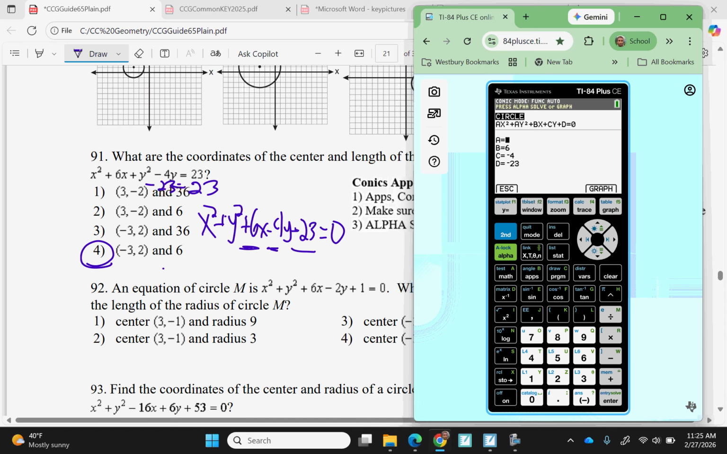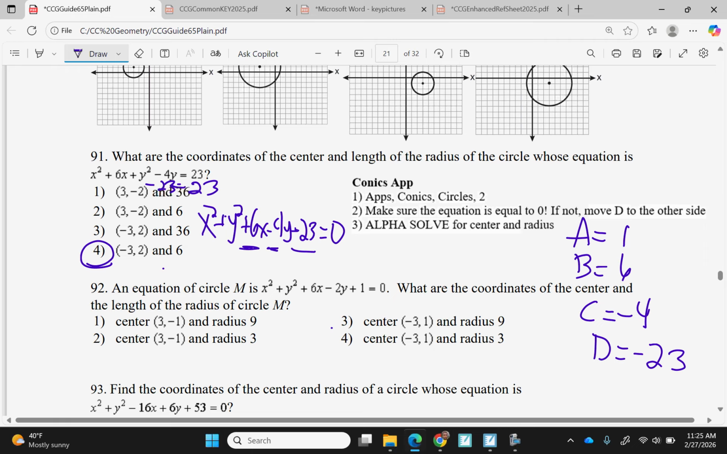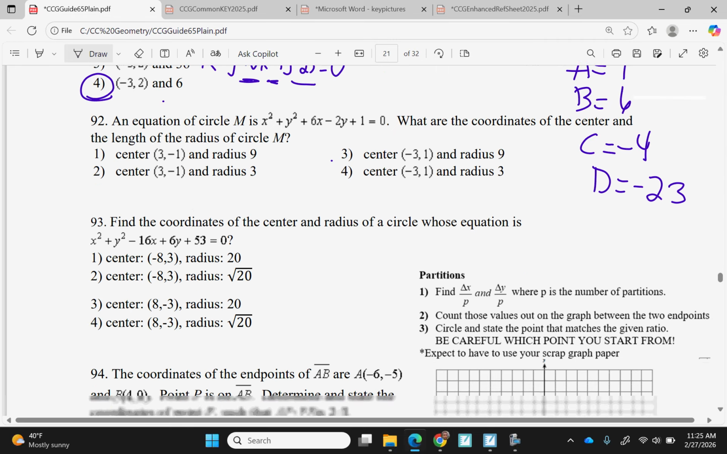Make sure it's equal to 0. A is always 1. B is what's in front of x. C is what's in front of y. D is your constant, as long as it's equal to 0. If it's not equal to 0, we had to move it.